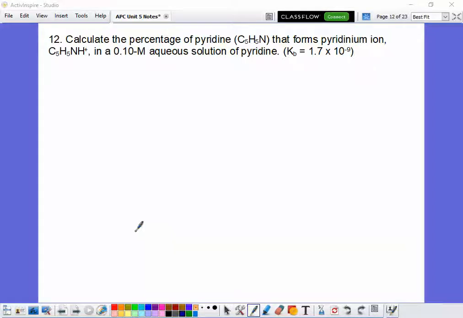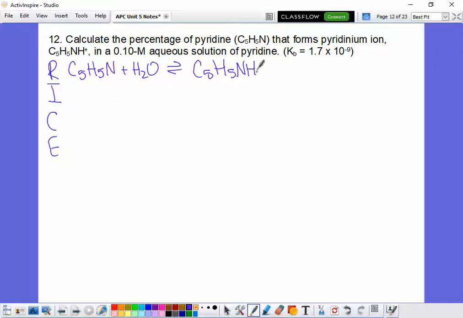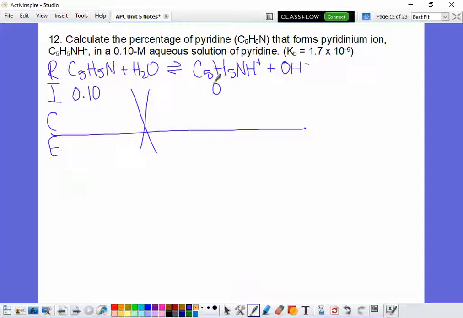So we have pyridine, so RICE. This is a base because it's Kb. So therefore my products are C5H5NH plus and what? OH minus. Good. So we're going to get rid of water. C5H5N is starting off as 0.10. My products are both 0 to begin with, so that's going to be plus X, minus X: 0.10 minus X, X, X.